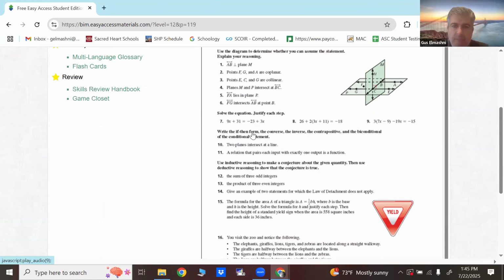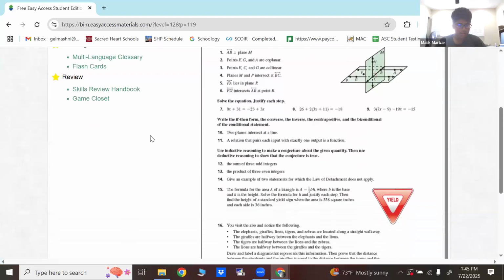Okay, right. The if-then, the converse, inverse. Oh, I see what you're saying. Okay. I understand now. I see why you put five, because five different things were asked about. Okay, here's what I do.